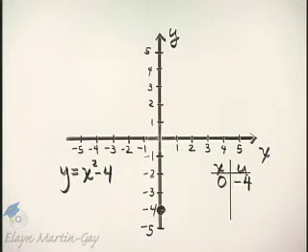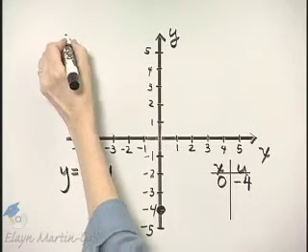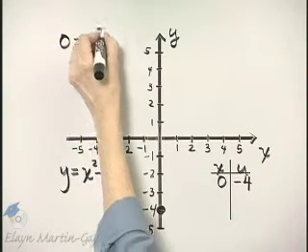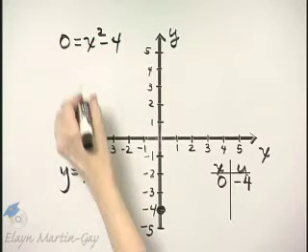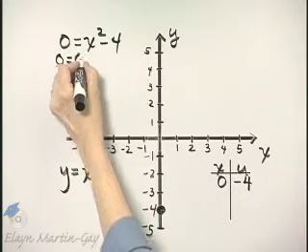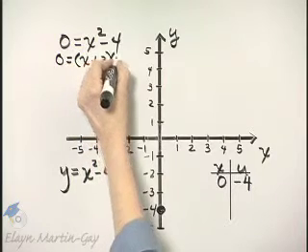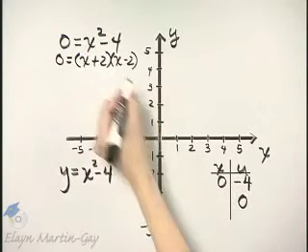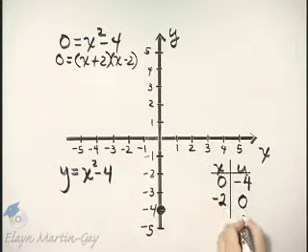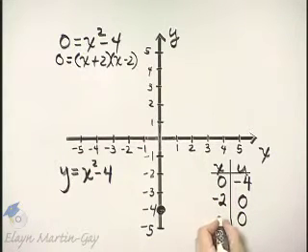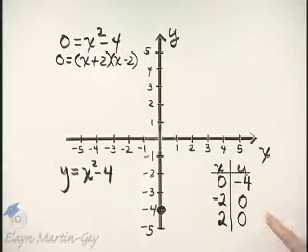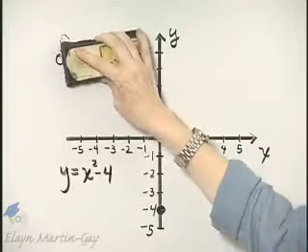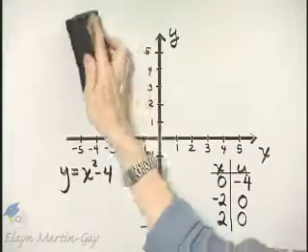How do we find x-intercepts? We let y be 0 and we solve this. Now we can solve this quadratic equation by factoring: x plus 2 times x minus 2. If you set each of those equal to 0, then we'll have answers of negative 2 for x and also 2 for x. So when y is 0, we get negative 2. When y is 0, we get 2. So those are our intercepts.